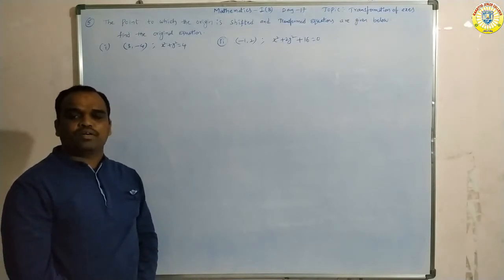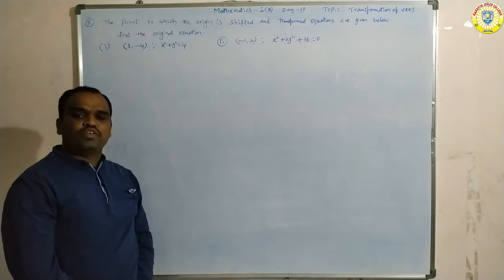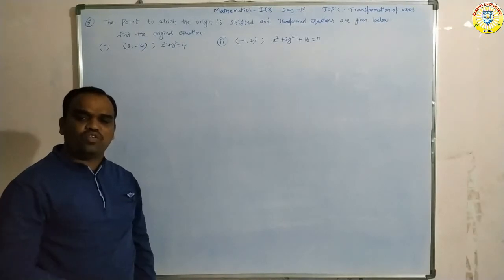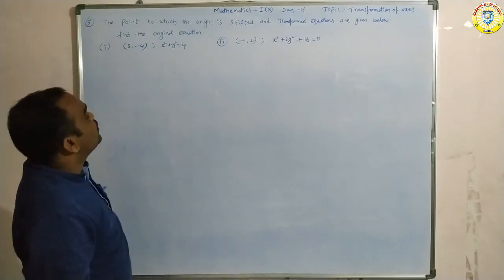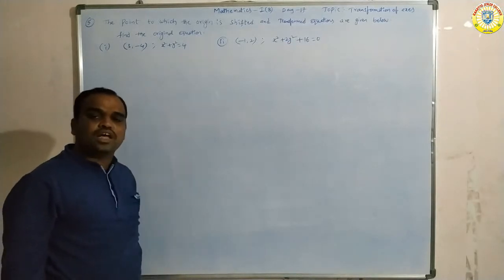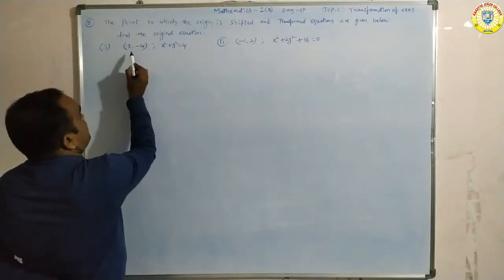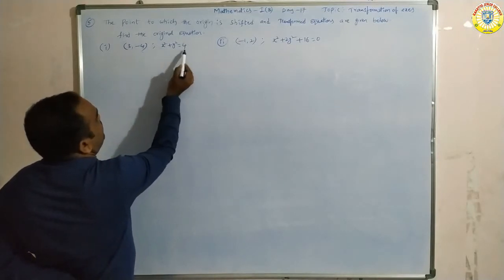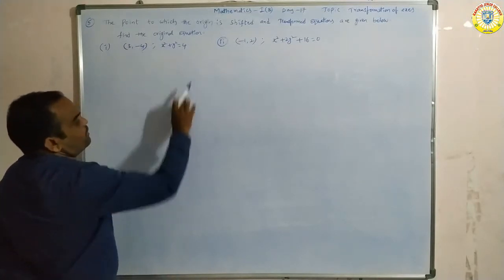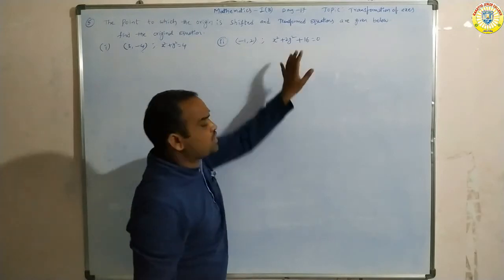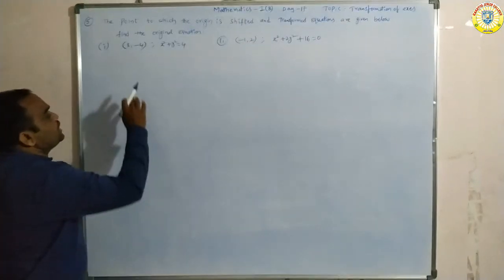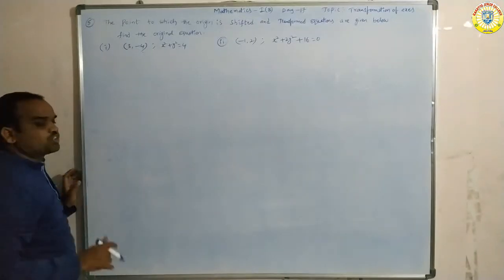In the previous problem, the original equation was given and we found the transformed equation. Now we are finding the original equations. Given equations are transformed equations. So here what is given, sir? The origin shifted point is given, and the transformed equation is given. This is the origin shifted point, this is the transformed equation. Actually capital X comma capital Y are the transformed variables.